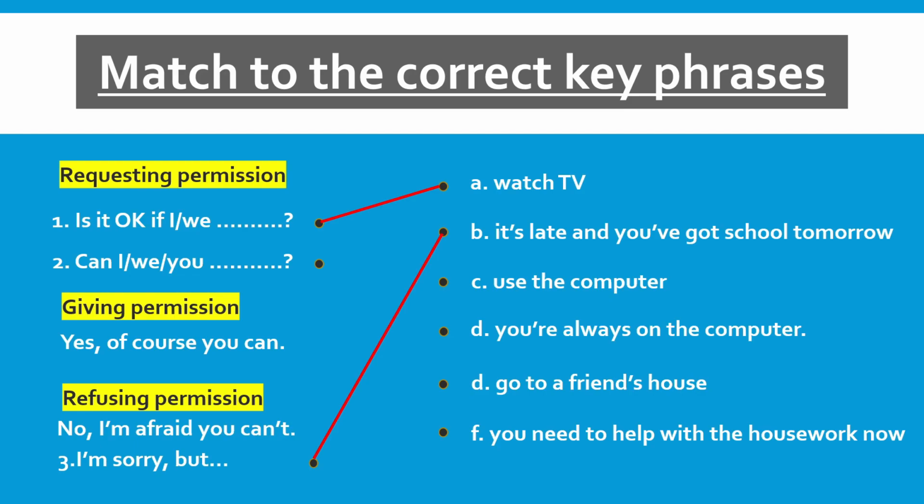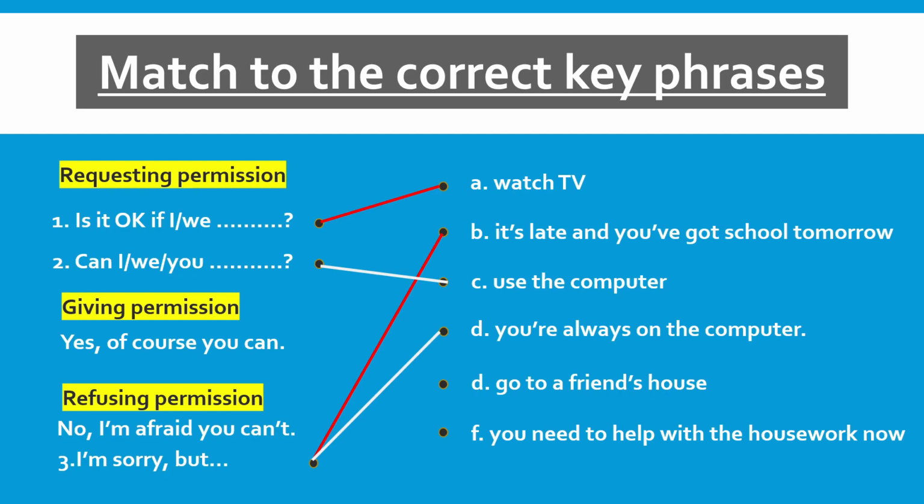C, use the computer. This should be requesting permission, but maybe you can choose either 1 or 2. So this time, I would go for 2. "Can I, we, you use the computer?" D, you're always on the computer. So obviously D is connected to refusing permission. It's number 3. "I'm sorry, but you're always on the computer." When we have a reason to refuse the permission, then we should go for number 3. We start with "I'm sorry, but" and then we state the reason. But if you don't want to give the reason and you are really firm to refuse the permission, then you should go for "No, I'm afraid you can't."